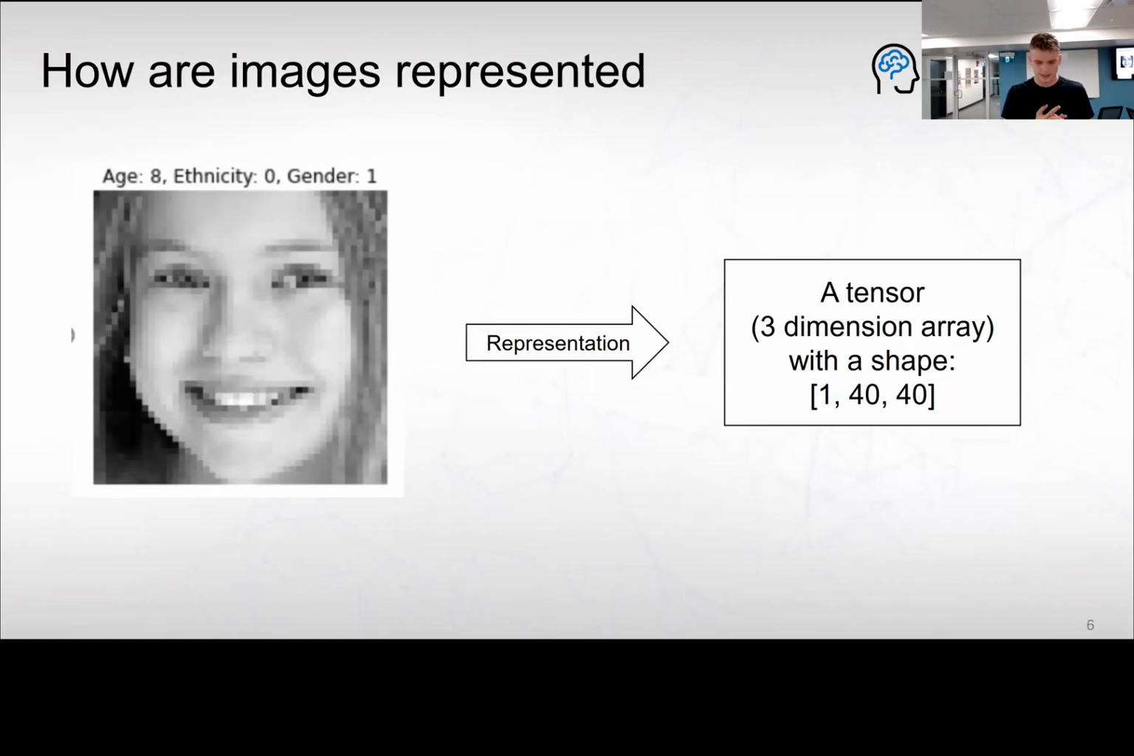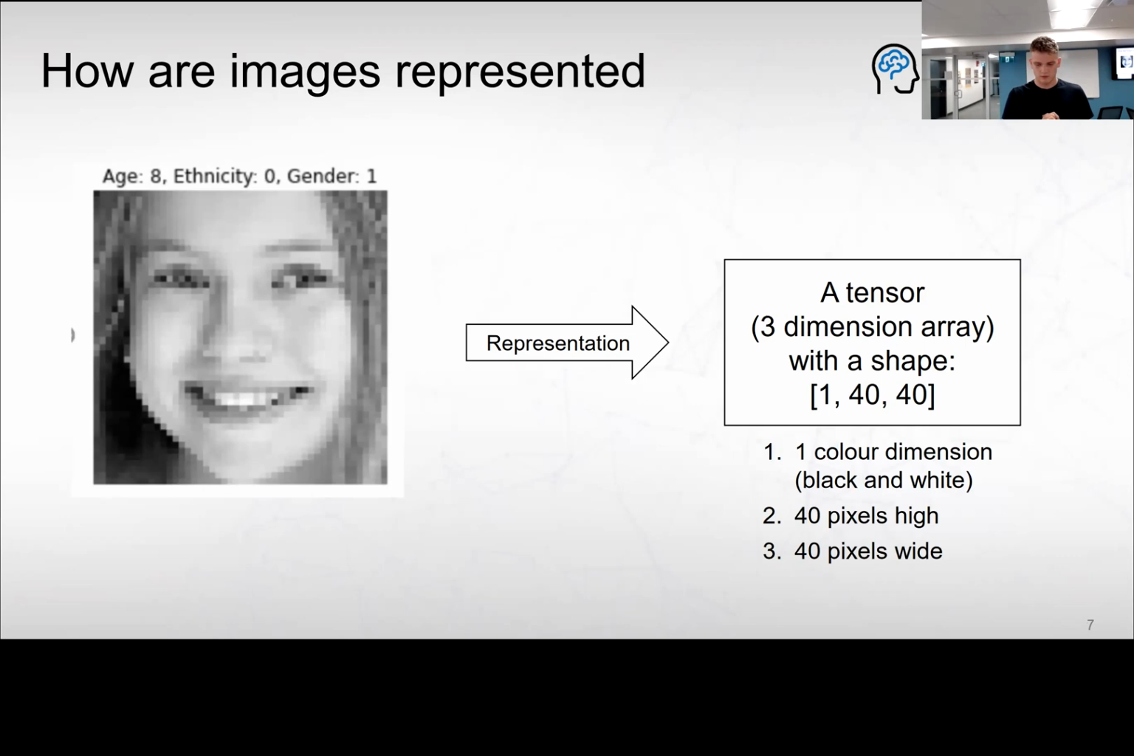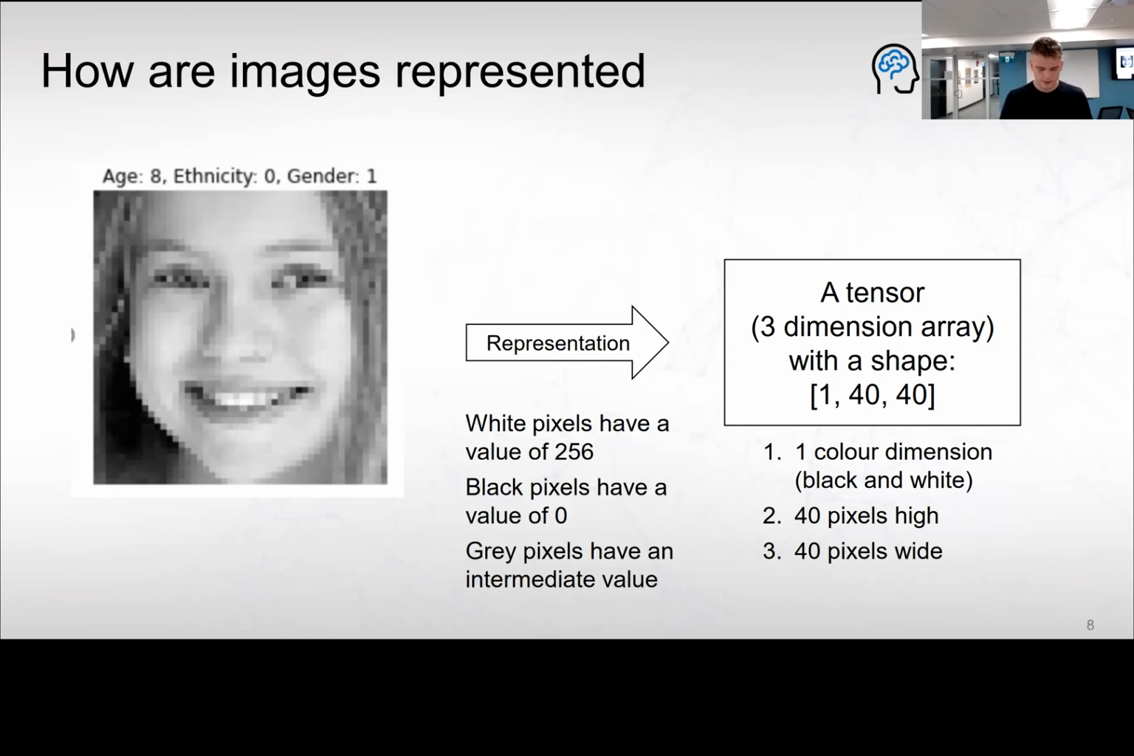So how are images represented? A tensor, so a 3-dimensional array with a shape of 1, 40, and 40. I hope you guys are getting used to working with these tensors because we use them a lot in PyTorch. So the first dimension, 1, you can read it as 1 color dimension, black and white, 40 pixels high, 40 pixels wide. We've been over this. White pixel values have a value of 256. Black has a value of 0. Gray pixels are intermediate. Okay.